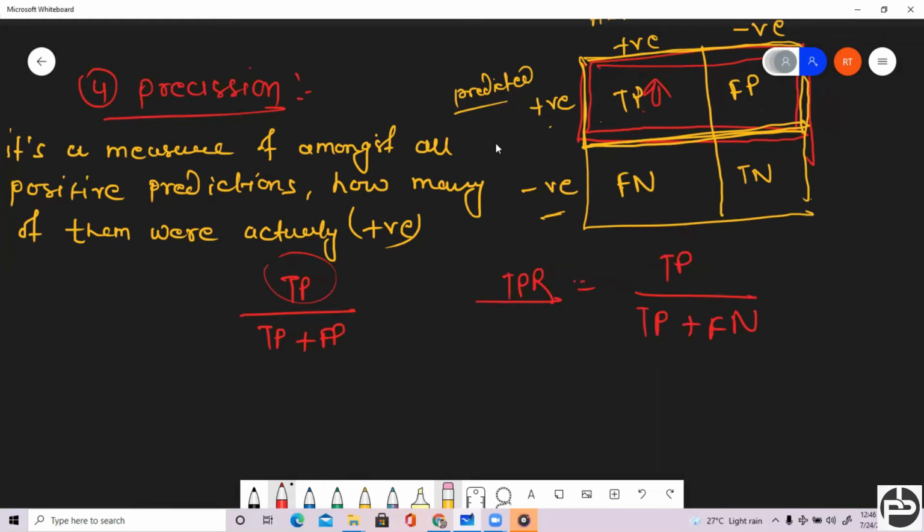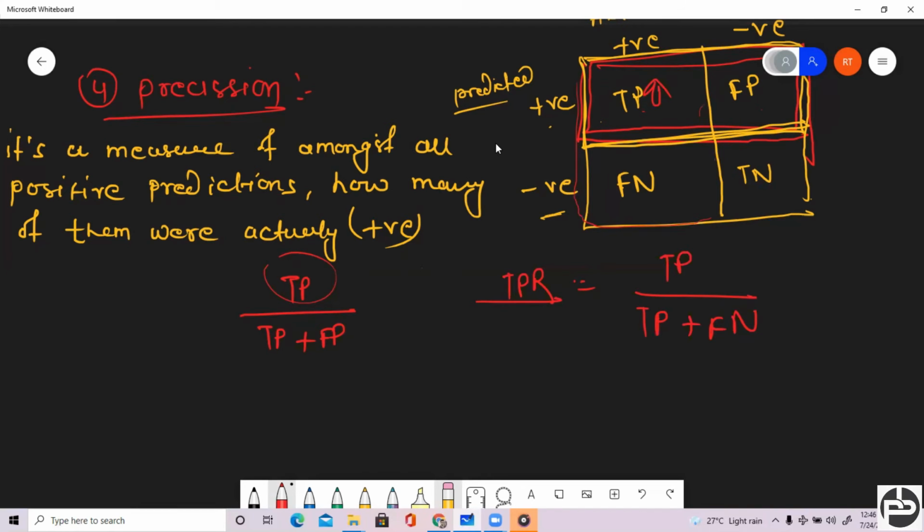TPR basically measures the actual value, meaning out of the actual values, how many are correctly identified. But precision is out of the predictions, how many are correctly identified. So both metrics are quite similar, but there is some difference. Now which metric should you select? Let's suppose your precision is 50% and TPR is also 50%. Which one can you select? You are getting confused between them.